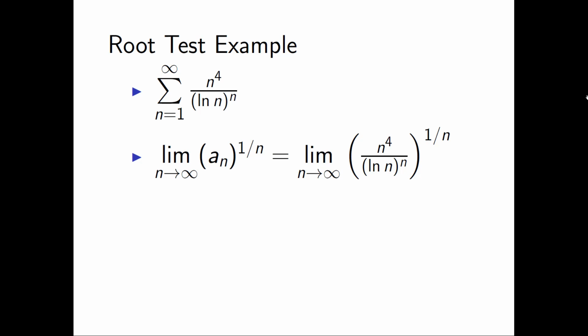On the numerator, we'd have n to the 4 to the 1 over n, which we can just switch the order of the exponents to make it n to the 1 over n to the 4. But in the denominator, we've got n and a 1 over n, and so they just kind of cancel. So in the numerator here, we have n to the 1 over n to the 4. In the denominator, the n and the 1 over n are just cancelled out, and we're just left with the natural log of n.